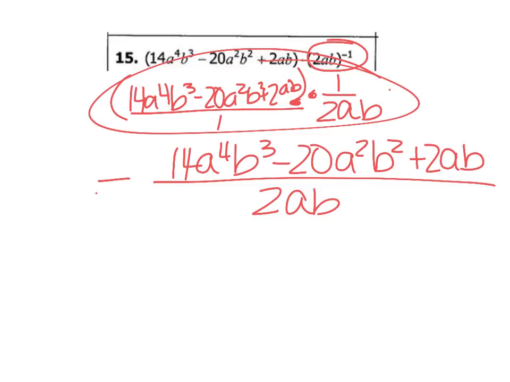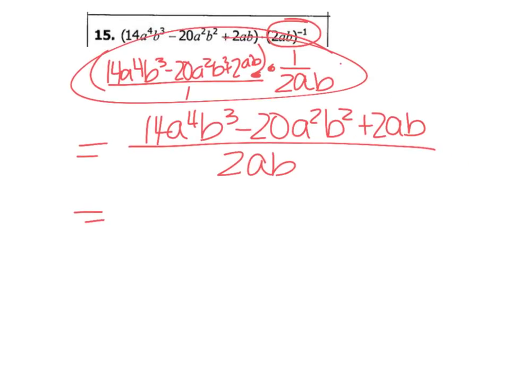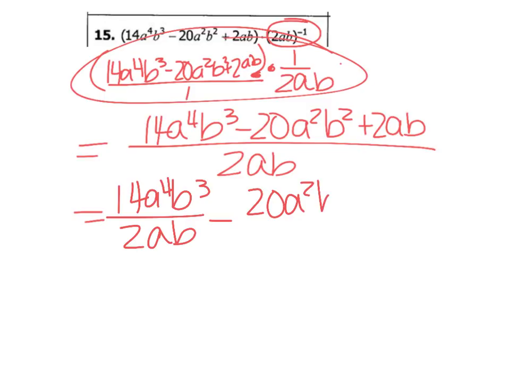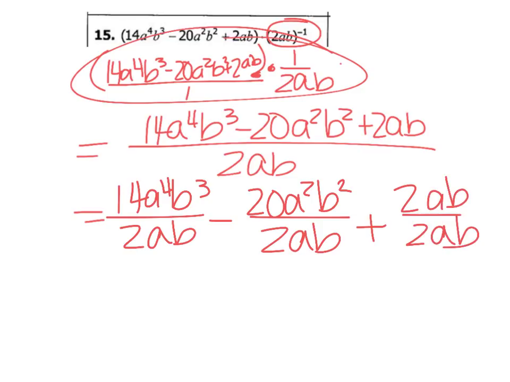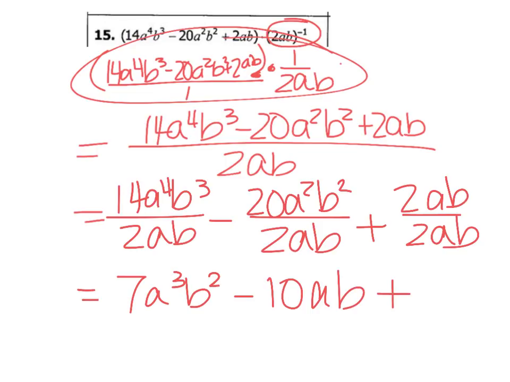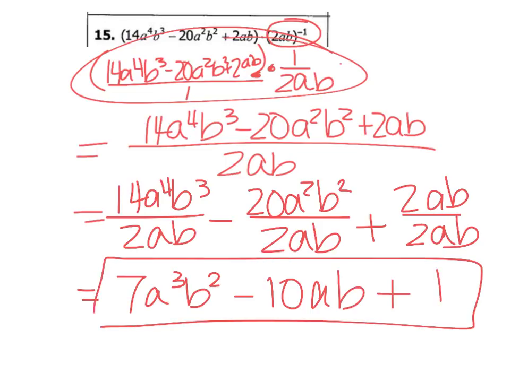Now we would want to rewrite this as every term in the numerator over or divided by the denominator. So we would rewrite this as 14a to the fourth, b to the third, over 2ab minus 20a squared, b squared, over 2ab plus 2ab over 2ab. So here we get 7a to the third, b squared, minus 10ab plus 1. And that would be our final answer.